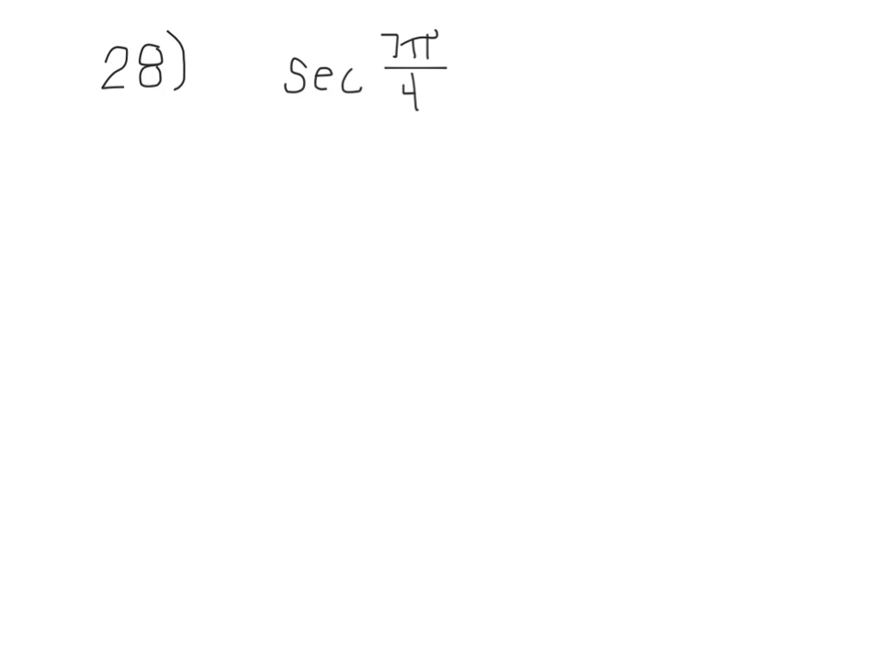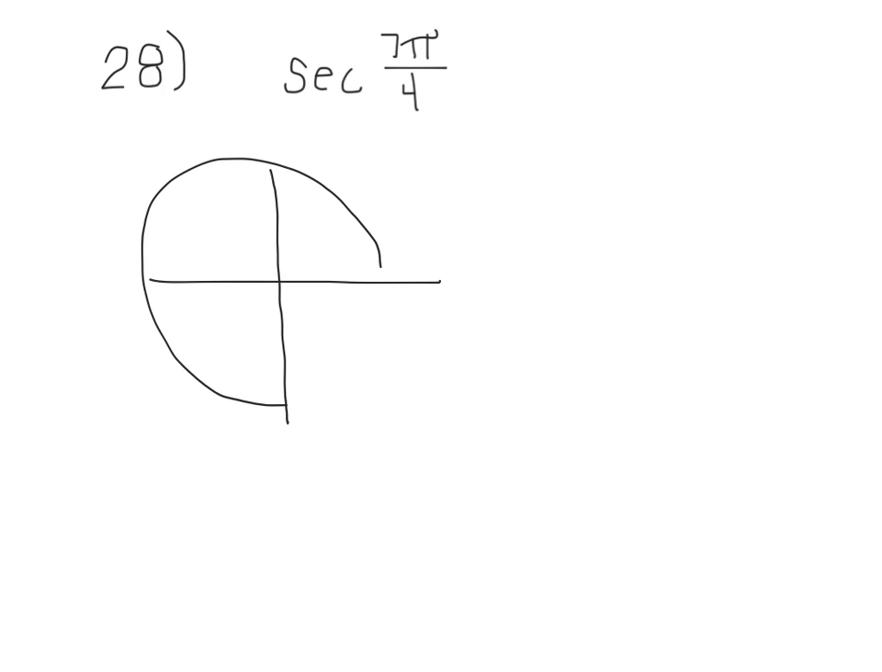This is number 28 in our Chapter 10 review, where we're asked to give the value of the trig function secant 7 pi over 4. Again, if we have our unit circle in front of us, we can find the reciprocal of secant, which is cosine, and then get its reciprocal.